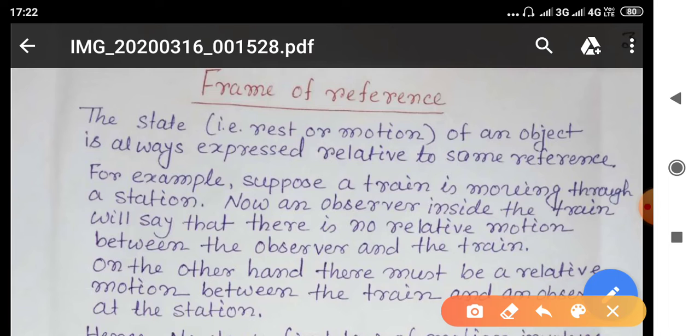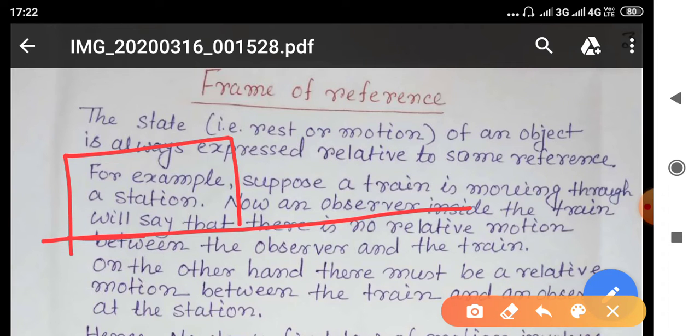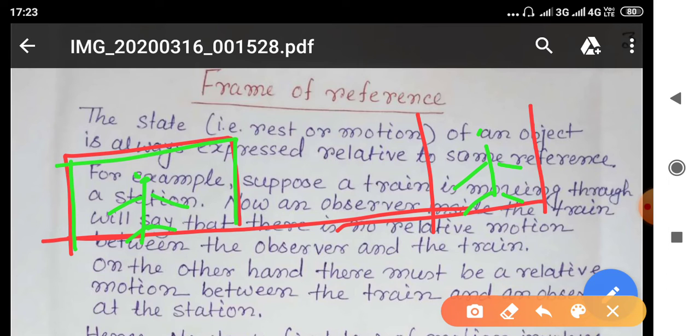Next, we will move to a very important concept which is called the frame of reference. For example, let us consider a train passing through a station. There are two observers, one of them is inside the train and another one is at the station. According to the first observer who is inside the train, he will say there is no motion relative to this observer and the train. That means, according to him, the train is at rest.